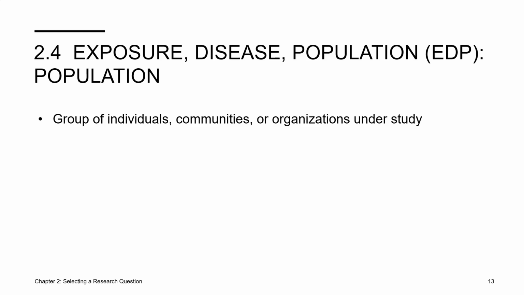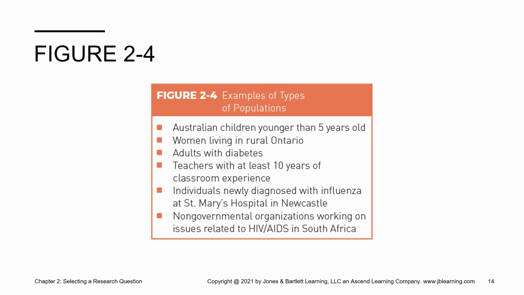Then the population really is the group of individuals, communities, or organizations under study. Figure 2.4 gives some examples of these types of populations. They can be very specific to place and very specific to age. It could also be specific to gender, or it could be a little more broad. Here we have Australian children younger than 5 years old, or women living in rural Ontario, or it could be more general, like adults with diabetes.